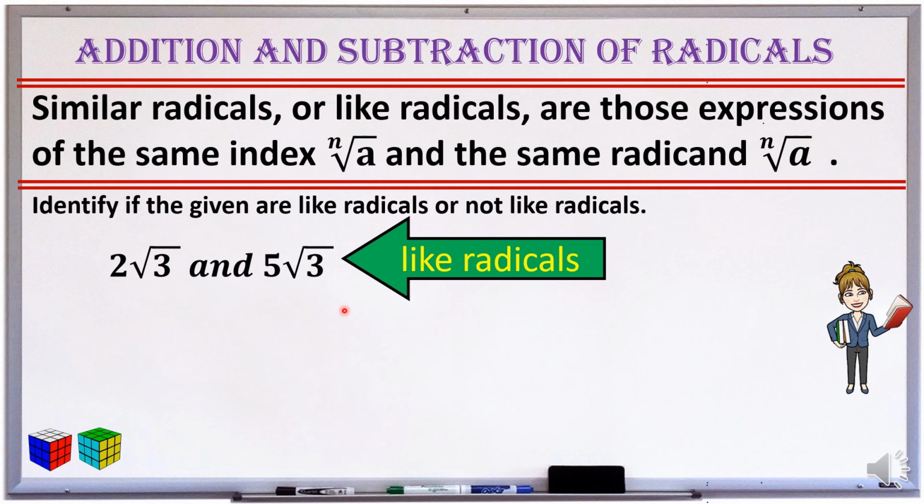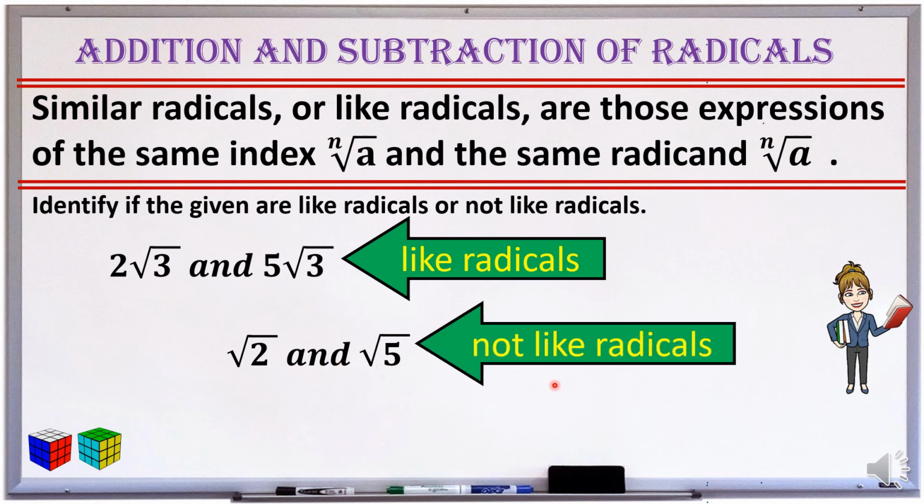So, this is now an example of like radicals. Okay po? So, another one: square root of 2 and square root of 5. As you can see in our given, we have the same indices. The index is the same since we have square root of 2 and square root of 5, but we have different radicands. The radicand in our first expression is 2, and in the second expression it is 5. Therefore, this is not like radicals, because we have the same indices but different radicands.